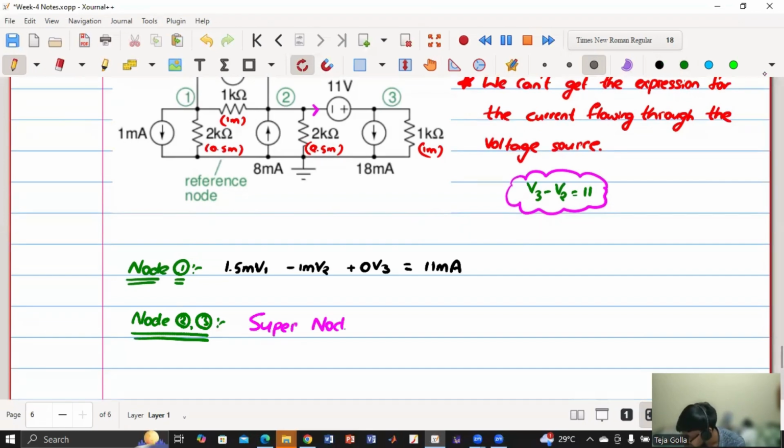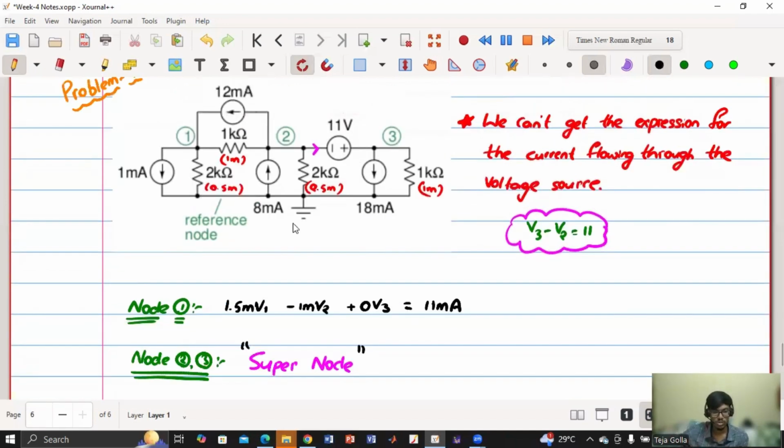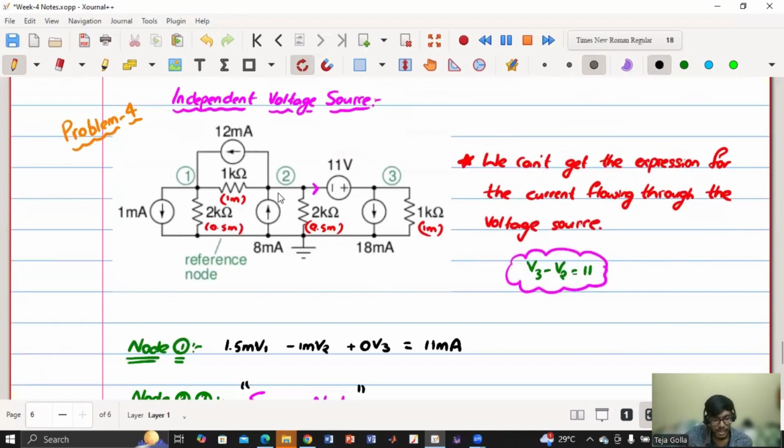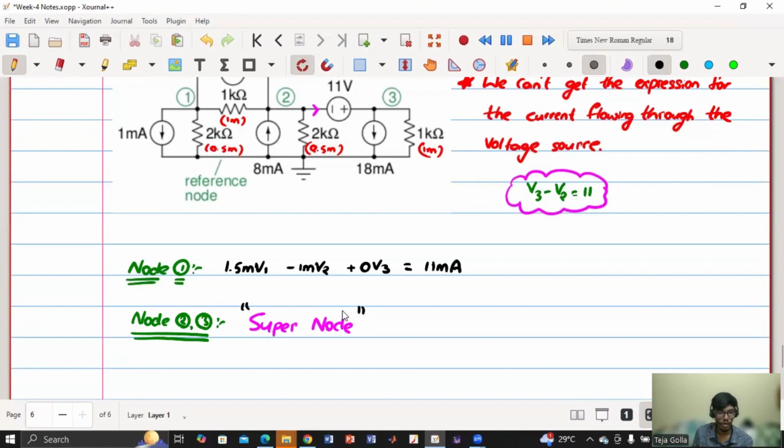Meaning, we'll ignore the voltage source between these two and apply the nodal analysis expressions here as well as here by ignoring this, and we'll get one equation out of this, because we are combining both node 2 and node 3. How many equations will we be getting? We'll be getting one equation from this. How we are going to write that, I'm going to explain. So in total, how many equations do we have? We have 1, 2 as well as 3.